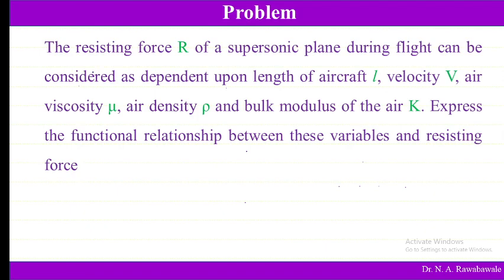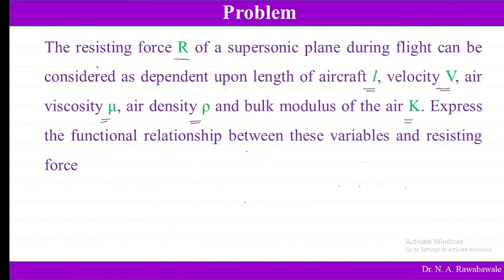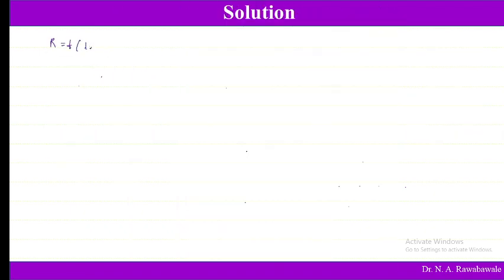A similar problem we have solved using Rayleigh's method. Now you can see here, the resisting force R of a supersonic plane during a flight can be considered as dependent upon the length of aircraft L, velocity of aircraft V, air viscosity mu, air density rho, and bulk modulus K. Express the functional relationship between these variables and resisting force. So first of all, we write the resisting force as a function of all other variables: length, velocity, viscosity, density, and bulk modulus K.